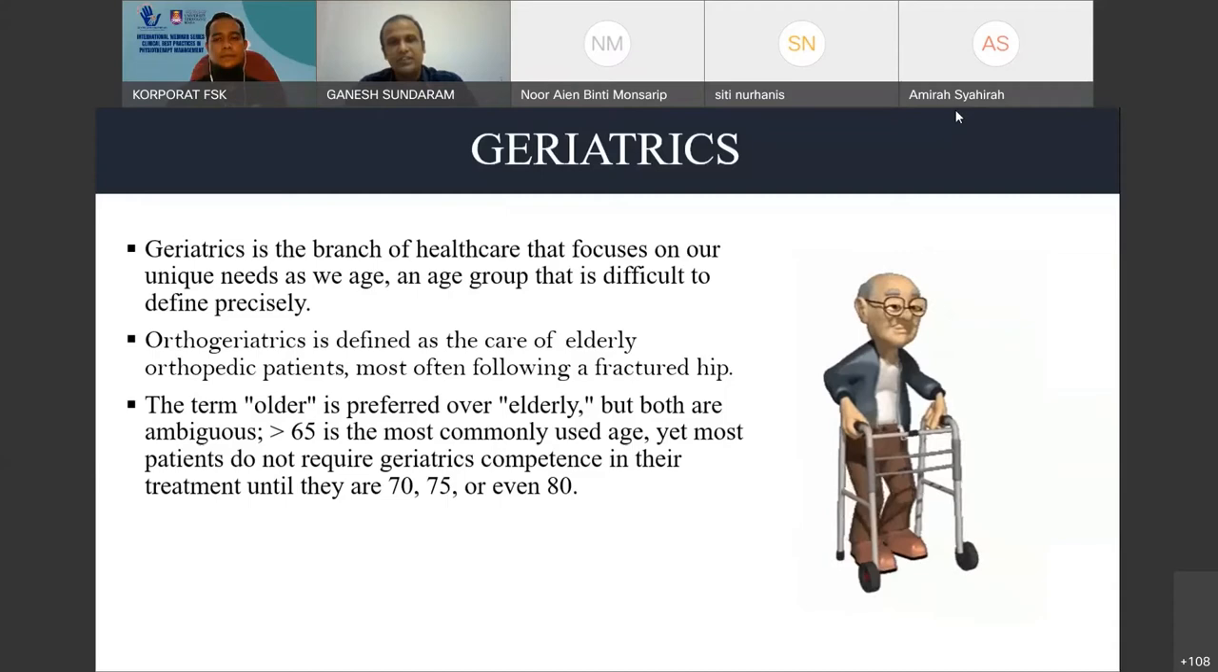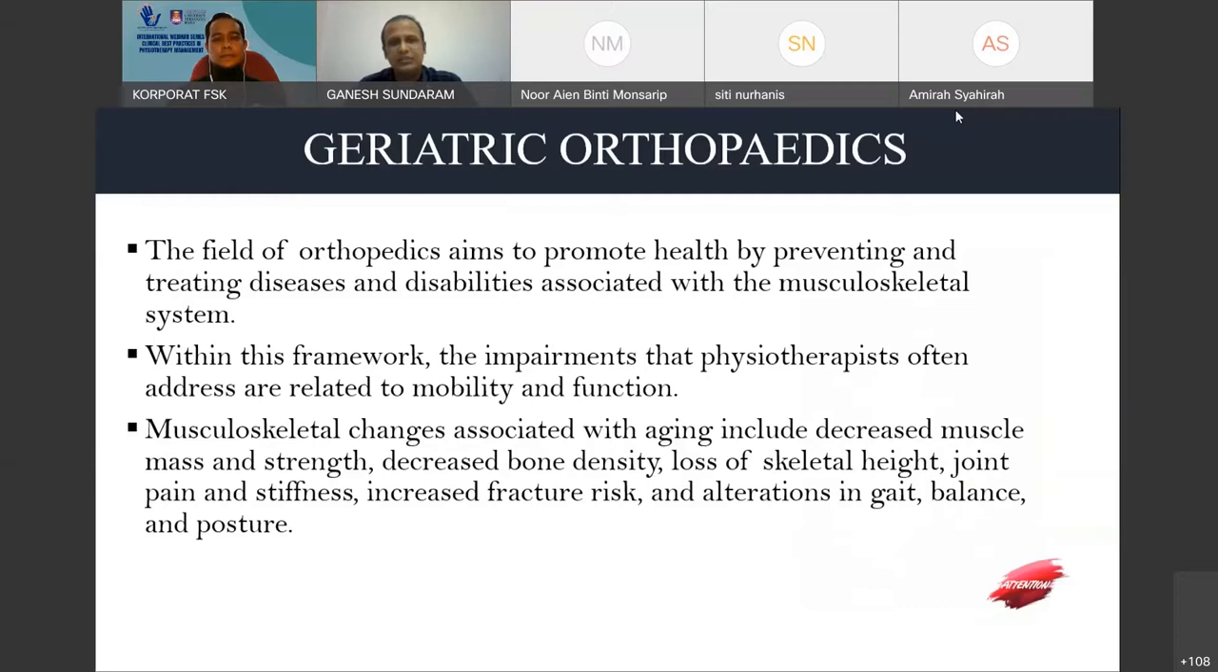What actually is geriatric orthopedics? Geriatric orthopedics, it's not something new to us. It's the same term of orthopedics. The field of orthopedics aims to promote health by preventing and treating diseases and disabilities associated with the musculoskeletal system. Within this framework, the impairments that physiotherapists often address are related to mobility and function. So as a role of the therapist, our focus is more towards the mobility of our patient and function of our patient.